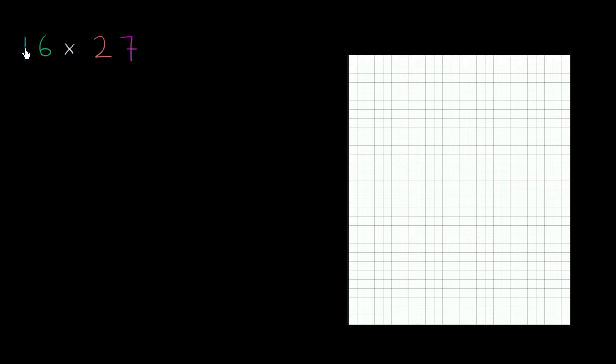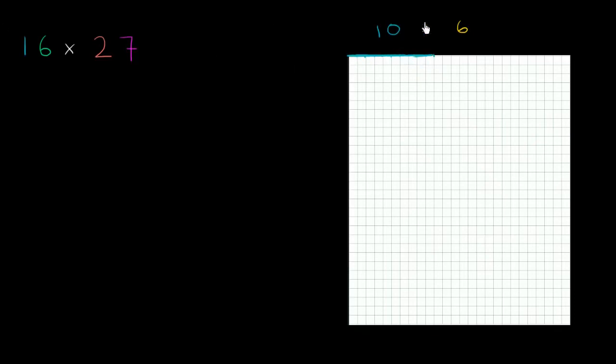This 1 is in the tens place. It represents 1 10. So we can represent that as 10 plus 6. Let me do the 6 in that same green color. 10 plus 6. And let me mark off 10 and 6 here. So this is 1, 2, 3, 4, 5, 6, 7, 8, 9, 10. So this part in blue, that's the 10. So I'm representing 10 boxes right over there.